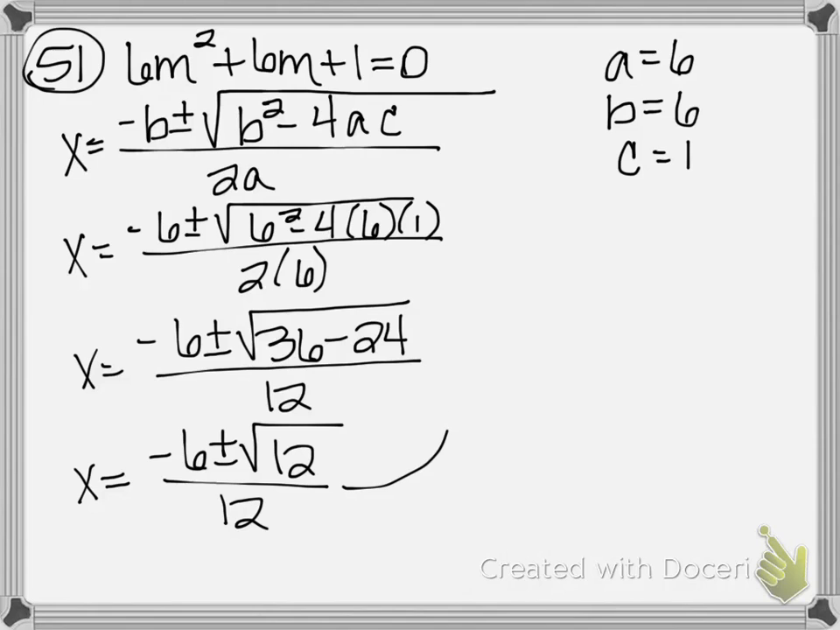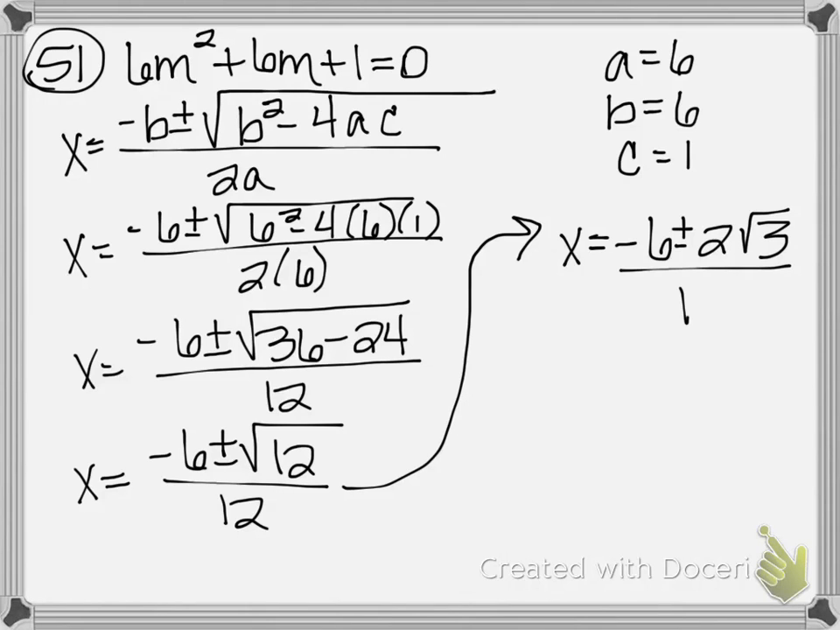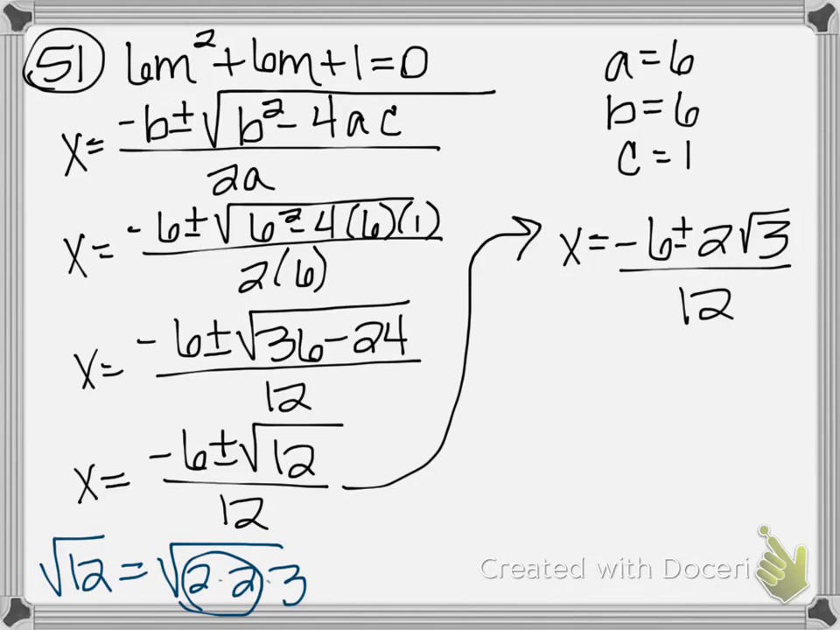Now I need to simplify it, because the square root of 12 will break down into 2 square root 3, all over 12. So if you don't remember how that 12 breaks down, the square root of 12, if you break it down into its prime factorization, ends up being 2 times 2 times 3. So I can bring out a 2, which means then I would have 2 square root 3.